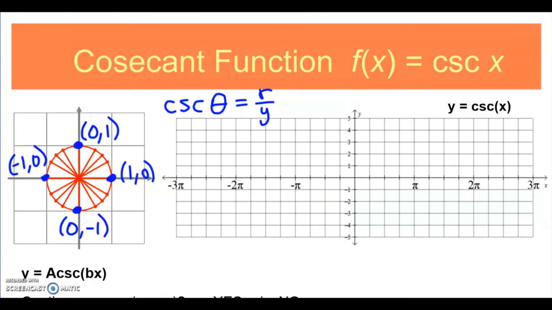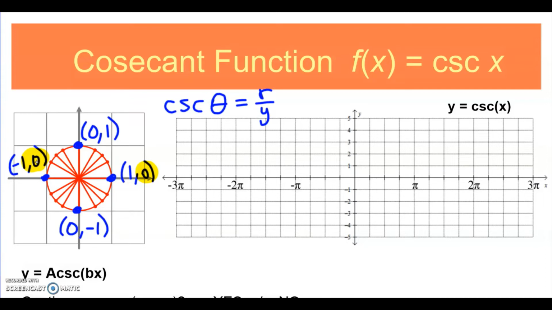Today we're going to graph the cosecant and secant functions, and they're going to look kind of weird, all right? So first thing to point out is remember back to when we talked about the ratios. Cosecant is r over y. So what's going to happen is every time you see a y coordinate that's 0, you're going to have 0 on the bottom of your fraction. It's going to be undefined, okay?